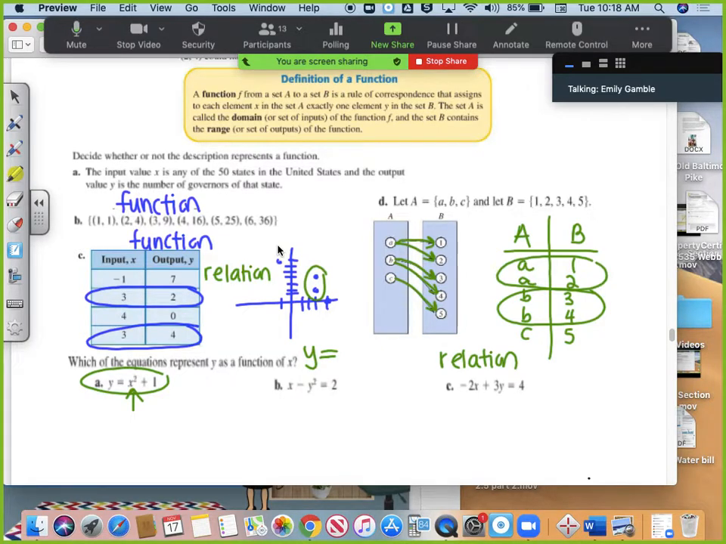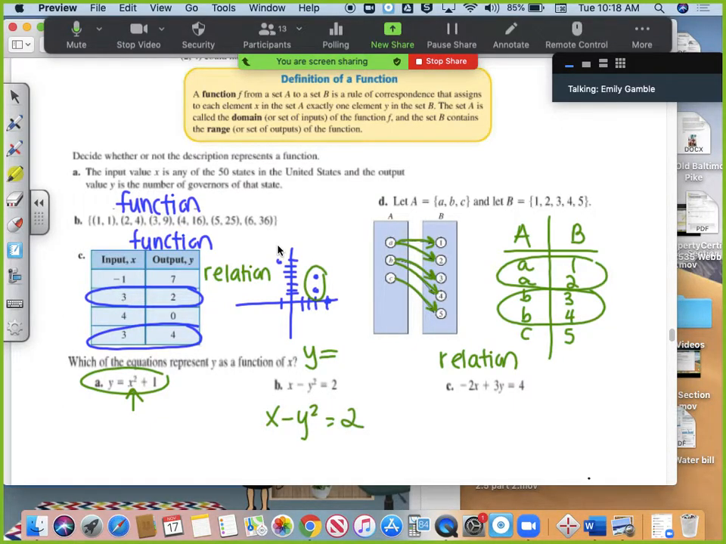Letter B. So letter B is a little bit weird. It says x minus y squared equals 2. For this type of problem, in order to figure out if it is a function of x, you have to first think to yourself, does it say y equals? If it does, it's automatically yes. Because every function we have can be put into a graphing calculator, and it has to start with y equals. This one doesn't say y equals. It says x minus y squared equals 2.